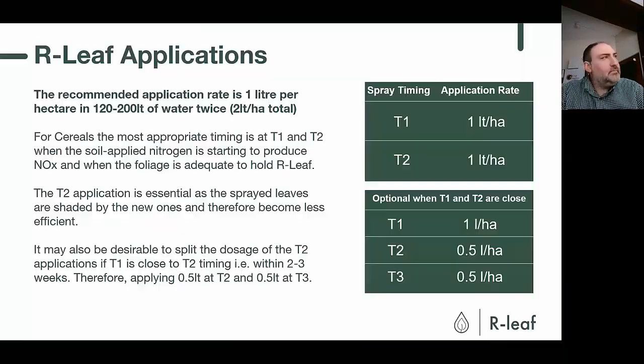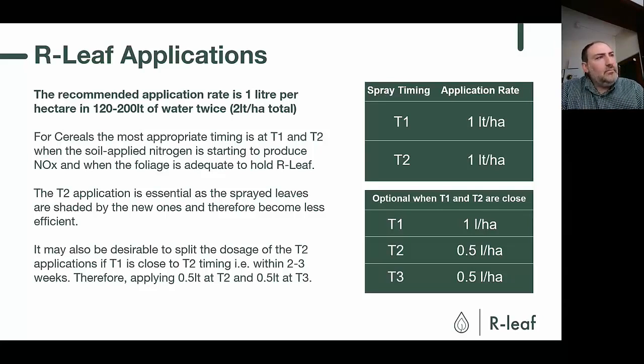So how to use R-leaf? Typically, tank mix, typically 100 to 120 liters per hectare, for cereal specifically. I did say earlier, T1 and T2 growth stages, 1 liter at a time. Where T1 and T2 are quite close to each other, like a couple of weeks, then we can split the application and put half a liter at T2 and half a liter at T3.